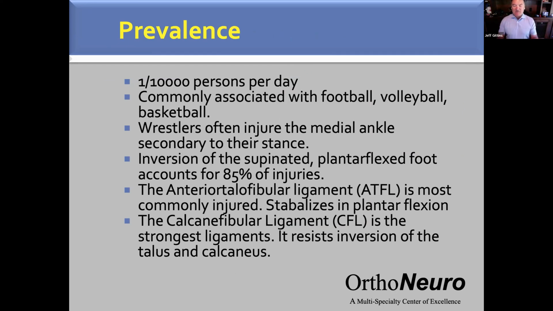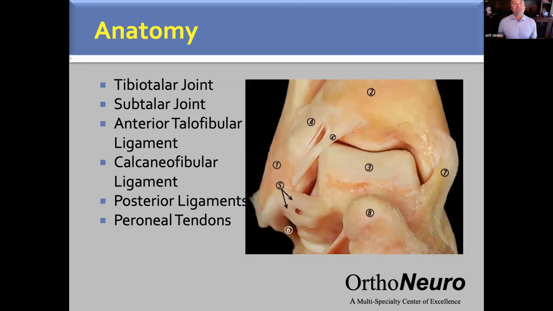It's associated with many types of sports, including football, volleyball, and basketball. Wrestlers can be affected. They're usually affected in the opposite way that most people injure their ankle because of their stance when they're wrestling. It's typically going to be an inversion injury of a supinated foot. It's plantar flexed and accounts for 85% of the injuries. The number one ligament that's injured is the anterior talofibular ligament. The one that's the strongest is the calcaneofibular ligament. These are the two ligaments that sit on the outside part of the ankle. The deltoid ligament is the ligament that sits on the inside part of the ankle.